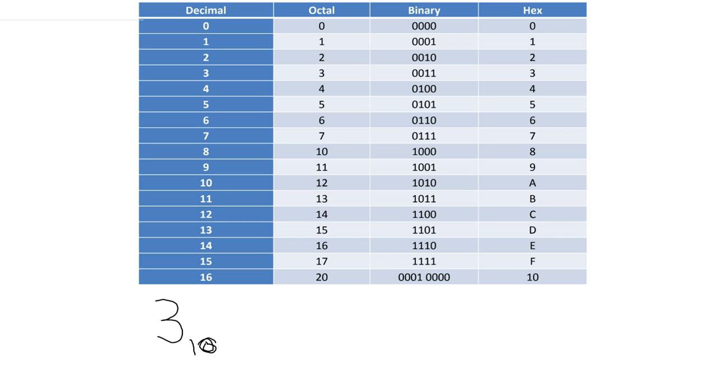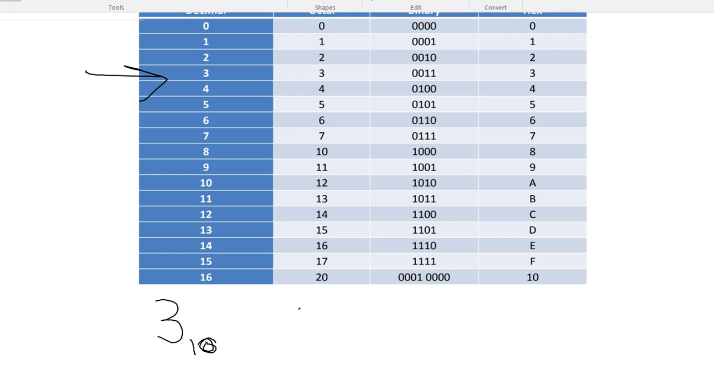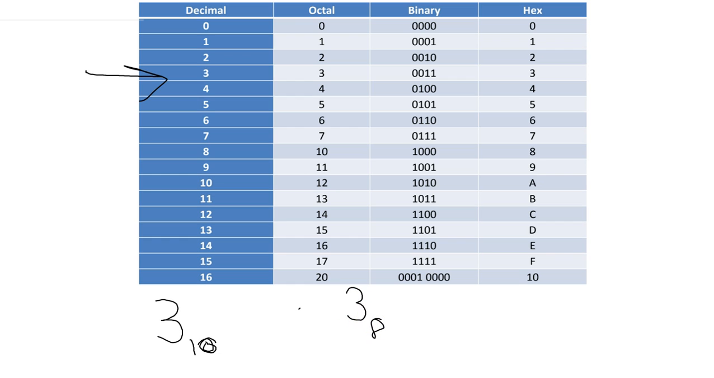Now, if you look at octal and you look at hexadecimal up here in this 3 column, you can see that 3 in binary is represented the same way as 3 in octal. So if I did 3 in octal, it would be 3 base 8. And hex is also. Now all these are written the same way. So the decimal value, the octal value, the hexadecimal value are all the same.